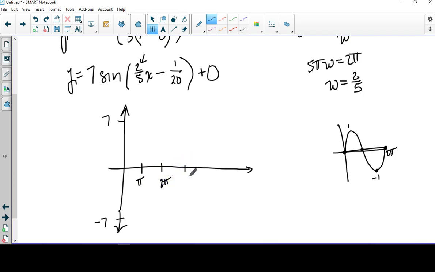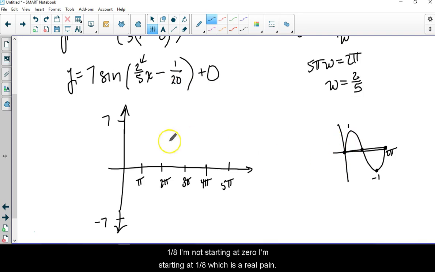Since I have a period of 5pi, I'm just going to label these pi. There's no rule that says you have to label it 1, 2, 3, 4. You can label it whatever you want. Have each interval, the step in between, be a +1, like we had before, 1.27, 2.27. That's probably going to make your life easier. All right, so my phase shift is at 1/8. So I'm not starting at 0. I'm starting at an eighth, which is a real pain.